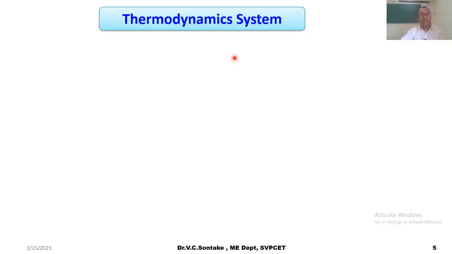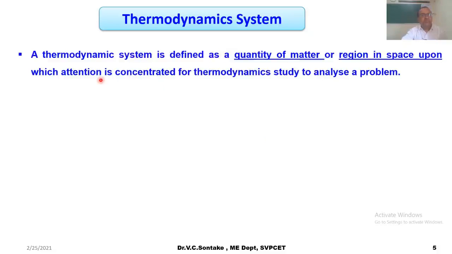called thermodynamic system. A thermodynamic system is defined as a quantity of matter or region in space upon which attention is concentrated for some thermodynamic study to analyze a problem. Thermodynamic study means we are studying the energy conversion process taking place in a quantity of matter or region in space which I am considering as the thermodynamic system.